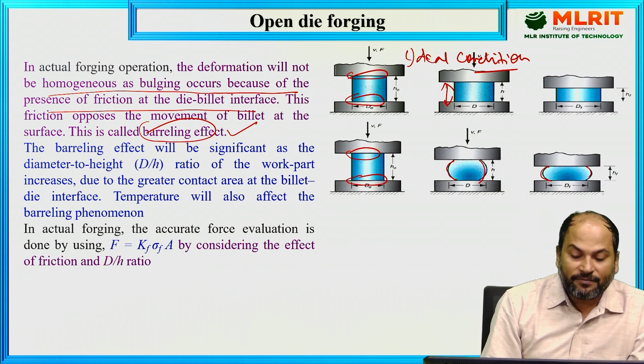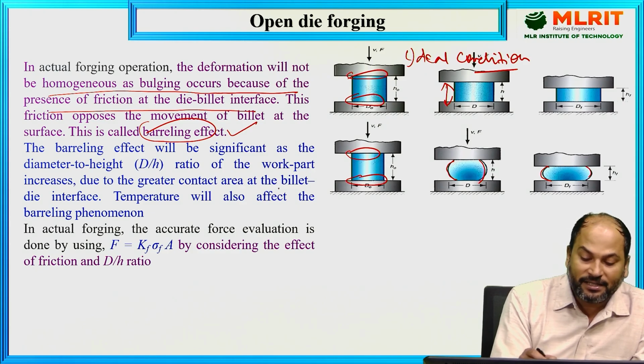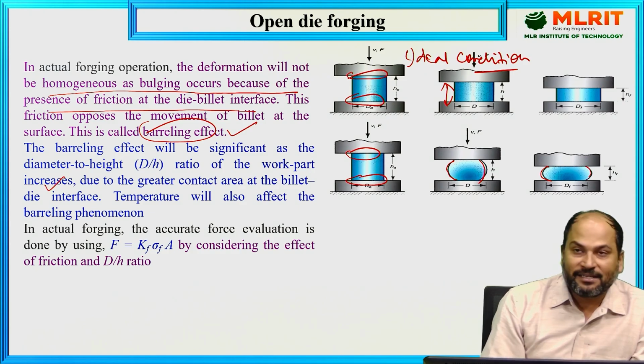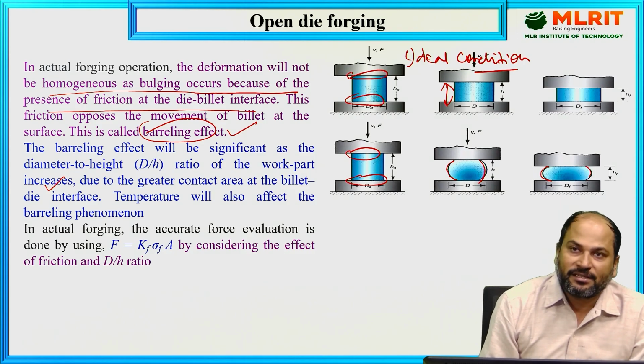The barreling effect becomes more significant as the diameter to height ratio of the workpart increases. As this d by h ratio is increased, the effect is going to be greater.